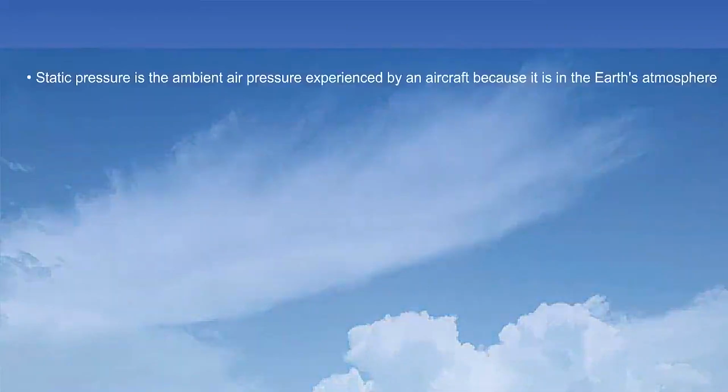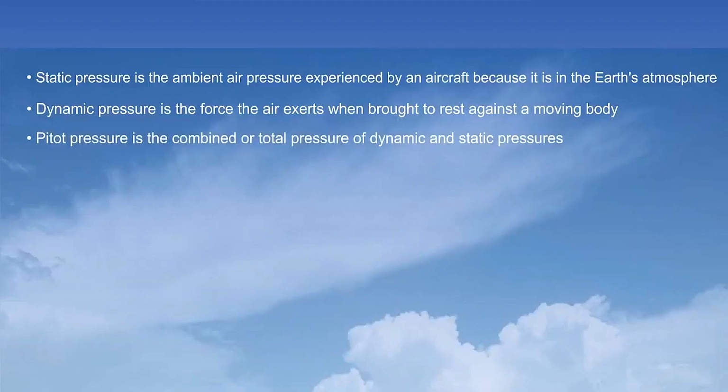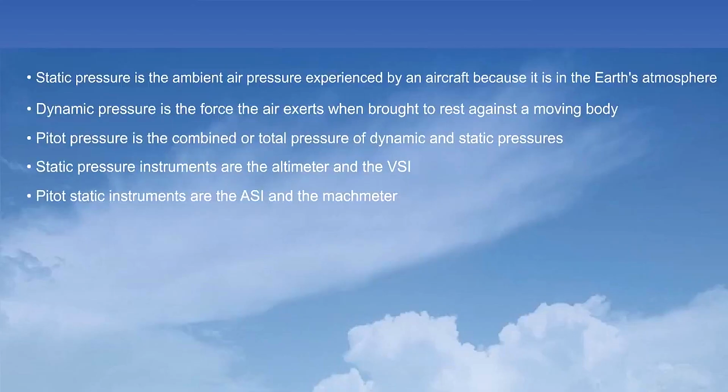To summarize then, static pressure is the ambient air pressure experienced by an aircraft because it is in the Earth's atmosphere. Dynamic pressure is the force the air exerts when brought to rest against a moving body. Pitot pressure is the combined or total pressure of dynamic and static pressures. The basic flight instruments which use static pressure are the altimeter and the vertical speed indicator or VSI. The basic flight instruments which use Pitot and static pressure are the airspeed indicator or ASI and the Mach meter.